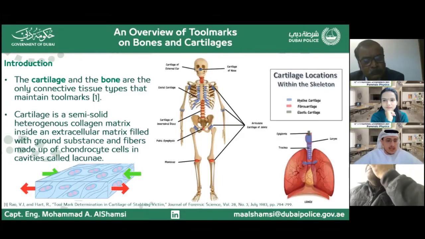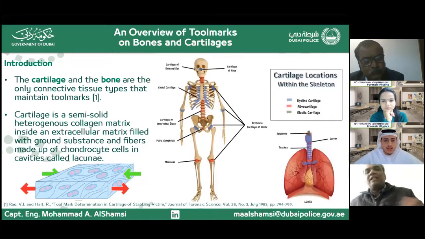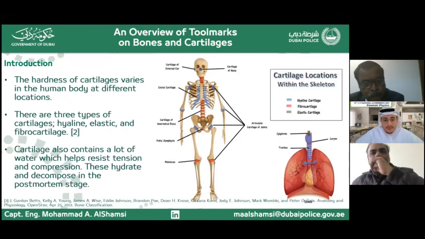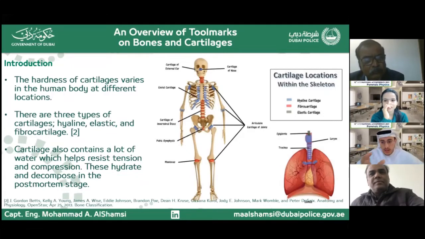First of all, a cartilage is a semisolid heterogeneous collagen matrix inside an extracellular matrix filled with ground substance fibers made of chondrocyte cells in cavities called lacunae. So in simple terms, it's a jelly-like or gelatin-like substance, and it's filled with water. If you leave it out to dry, it will dry and evaporate. But as you can see, the hardness of the cartilages varies in the human body at different locations, as we see in the figure on the right.